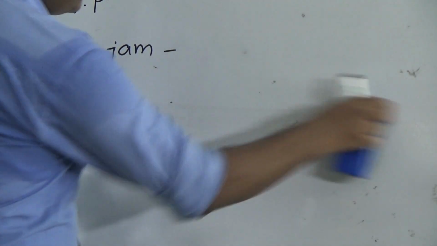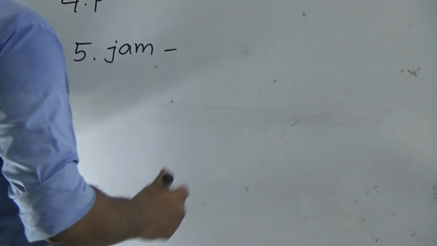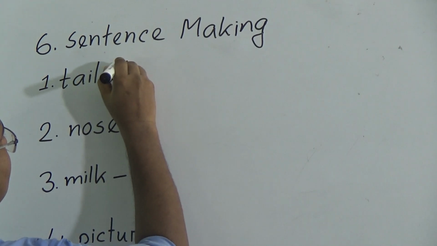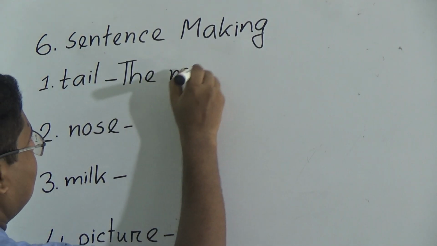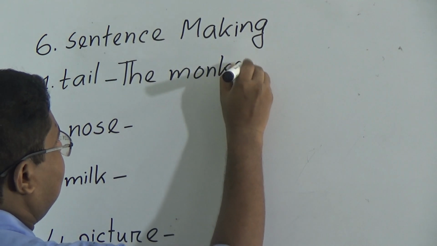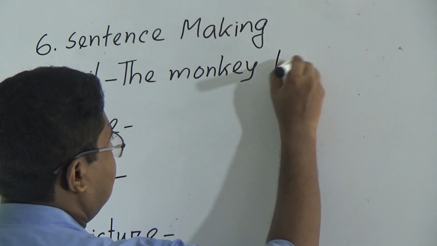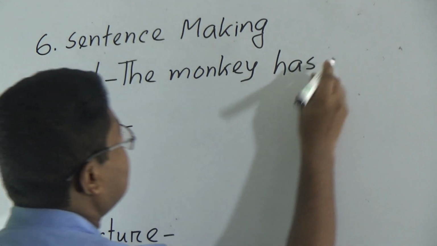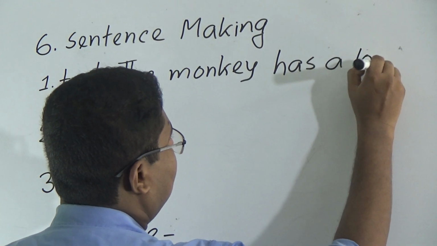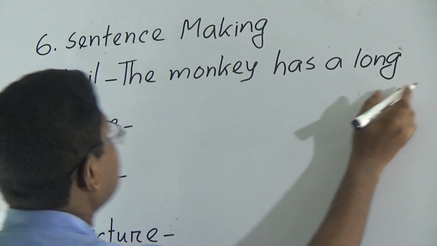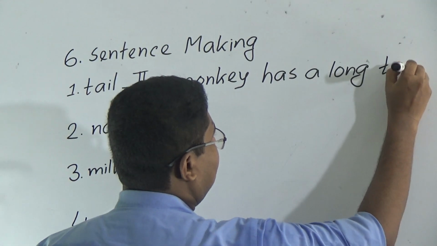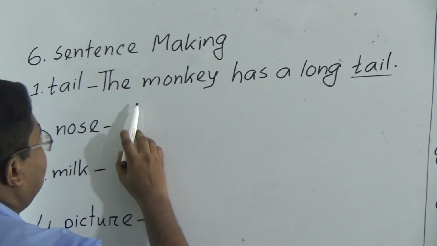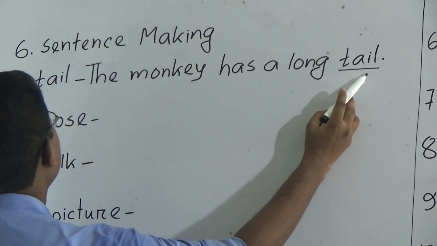Okay. So let's go. Our first word is tail. So we can write, the monkey has a long, L-O-N-G, long tail. T-A-I-L, tail. And you have to underline the word tail. So I have written, the monkey has a long tail.